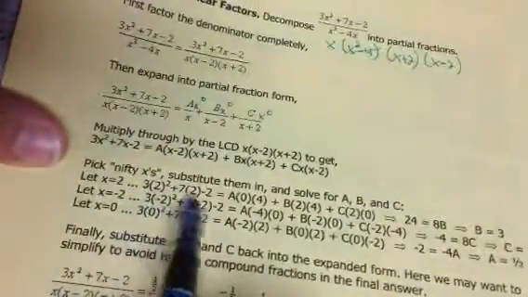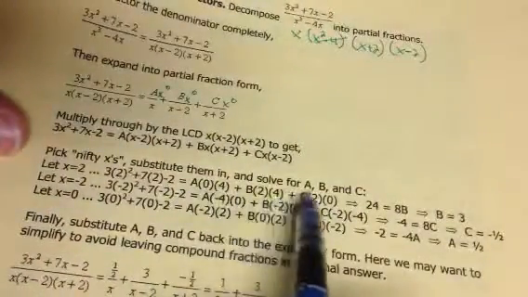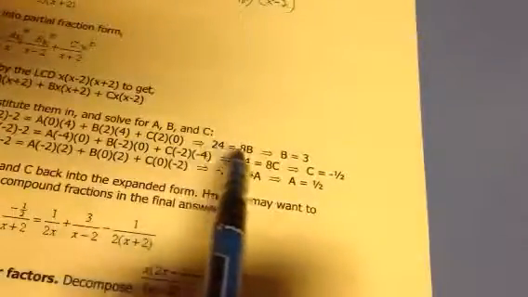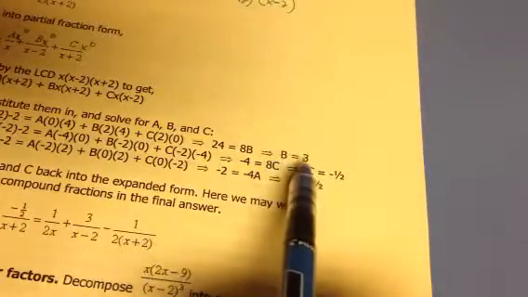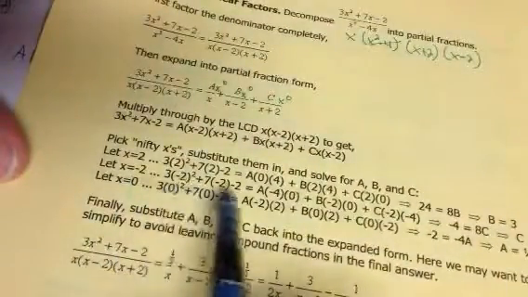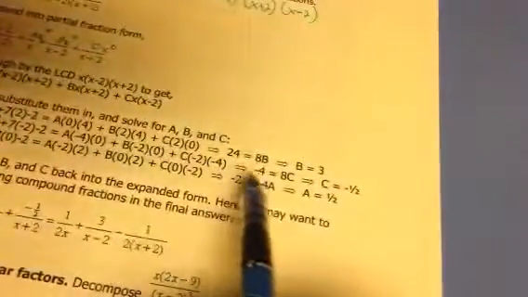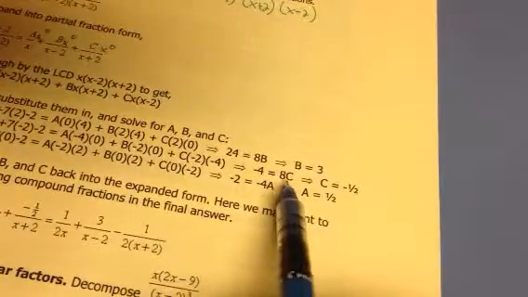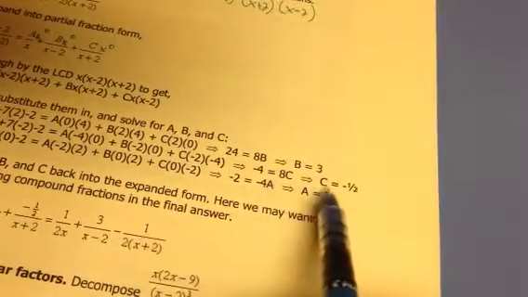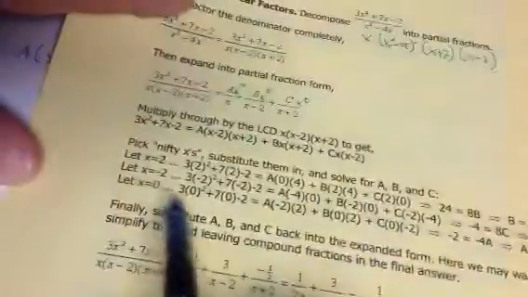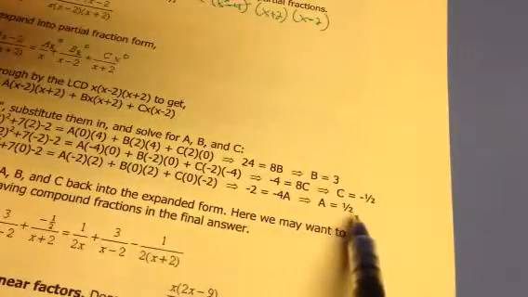And when she does that, so she puts 2 in, this is the left side of the equal sign, this is the right side of the equal sign, and she cleans it all up, she realizes she can get B straight away, and she gets 3. Then she puts -2. Here's the left side of the equal sign, here's the right side of the equal sign. A lot of stuff goes away, and she's able to figure out that C is -1/2. And then she puts 0 in, left side of the equal sign, right side of the equal sign, and she's able to figure out that A is 1/2.